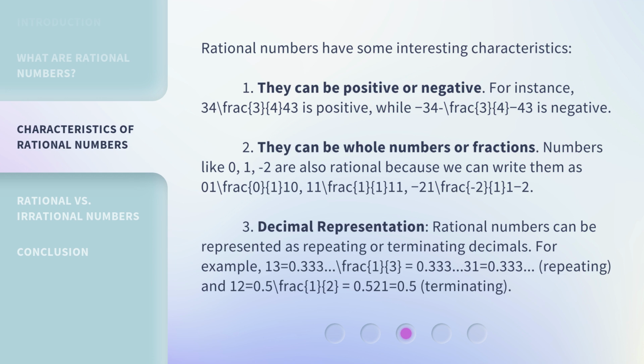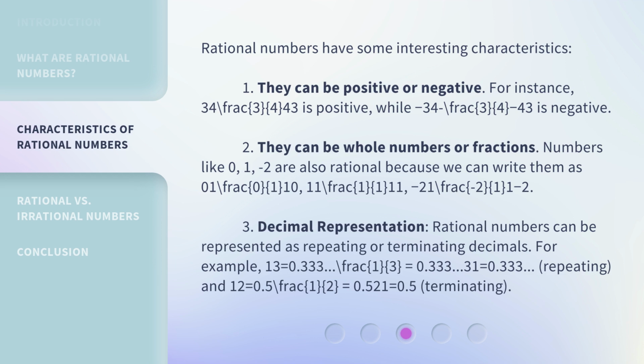2. They can be whole numbers or fractions. Numbers like 0, 1, and -2 are also rational because we can write them as 0/1, 1/1, and -2/1.